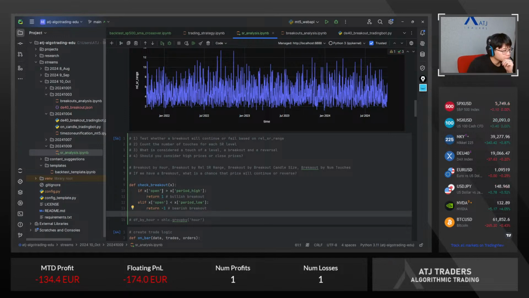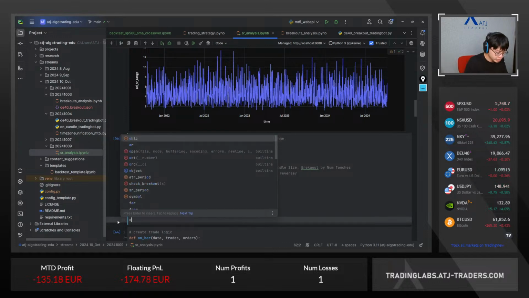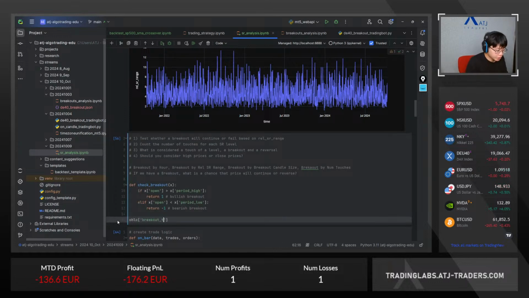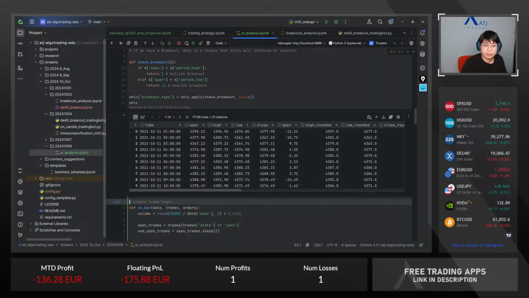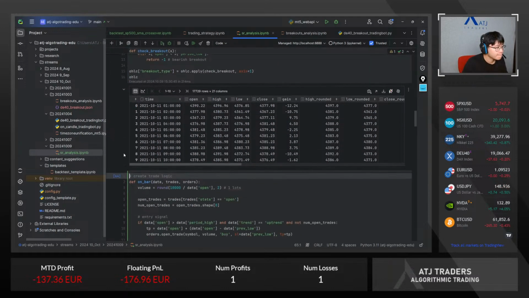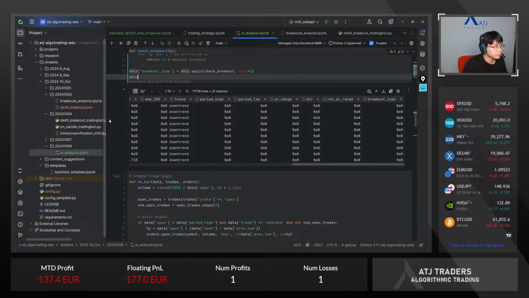So now we have that. We have a bullish breakout and bearish breakout. And let's apply the function to our data frame. So OHLC breakout type is equal to ohlc.apply. We apply this function, and here we set axis equal to 1. Okay, so now we have the breakout type here, and let me just try to show the breakout type.